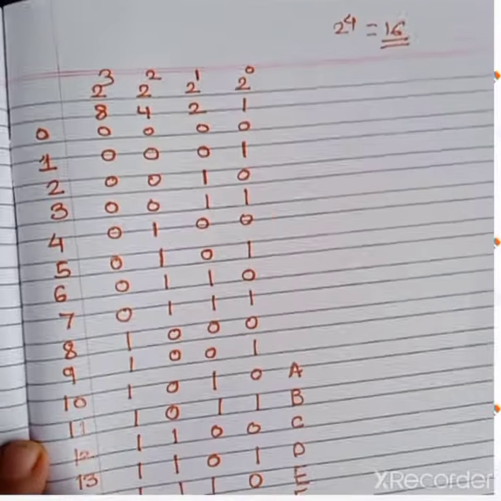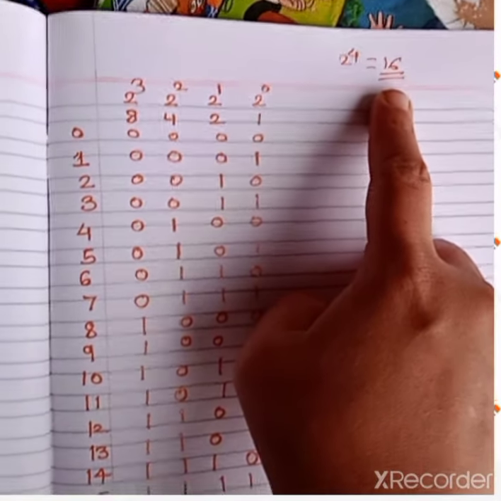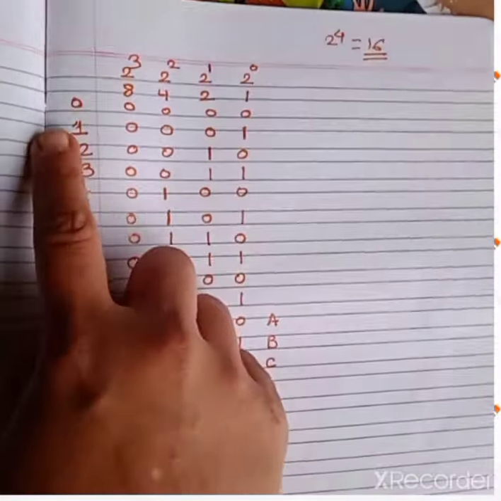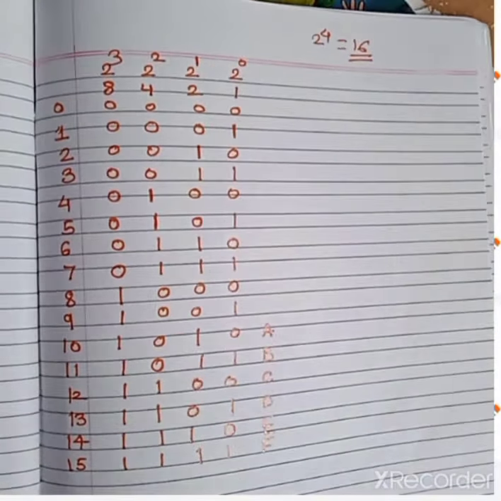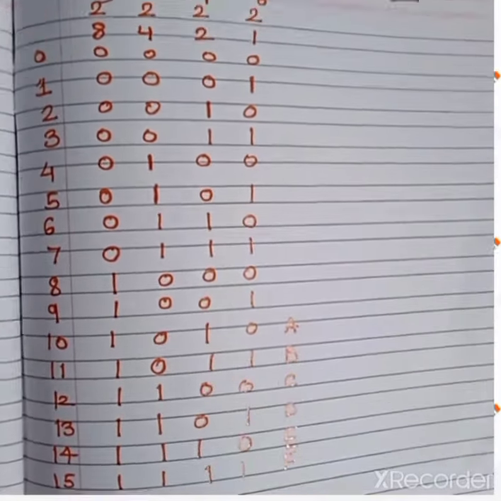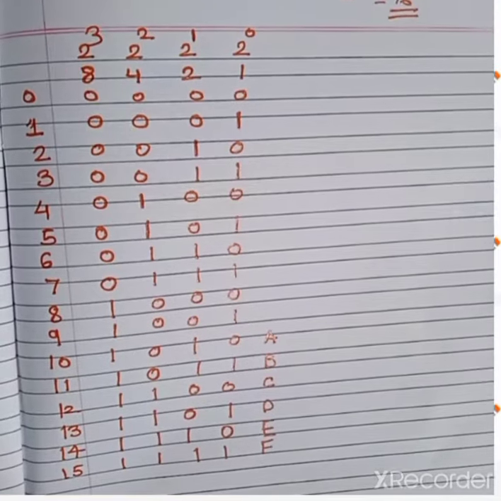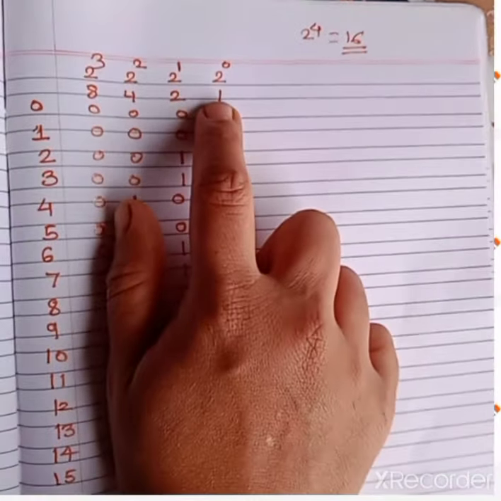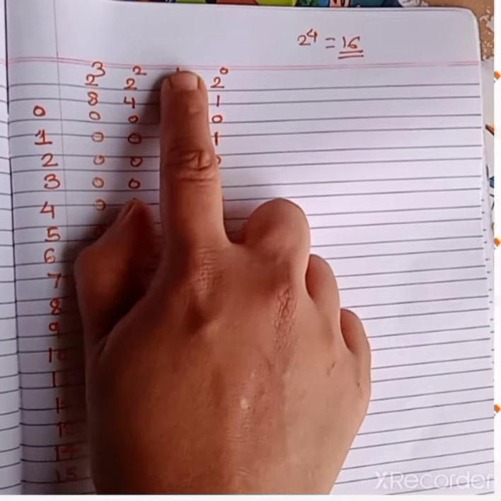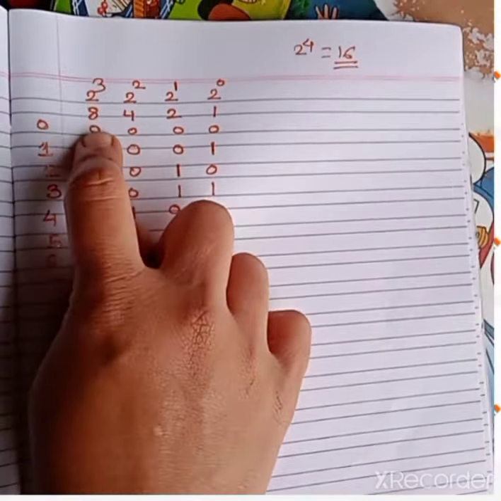Then 4-bit binary. For 4-bit binary, 2 raised to 4 is equals to 16. 16 possible combinations are there from 0 to 15. Total 16 combinations. So for that we have made the table here. Now see 2 raised to 0, 2 raised to 1, 2 raised to 2, 2 raised to 3. 2 raised to 0 means 1. 2 raised to 1 means 2. 2 raised to 2 means 4. 2 raised to 3 means 8.